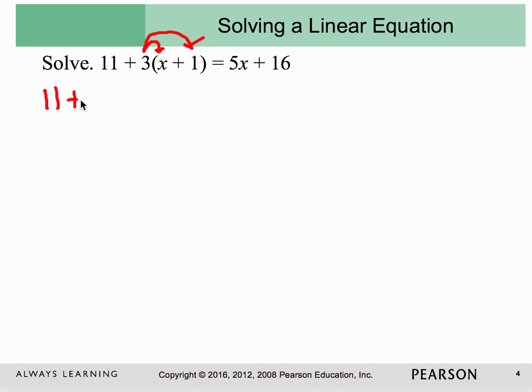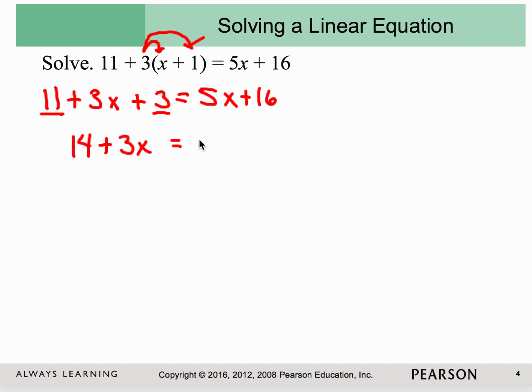The rest of the problem is going to stay exactly the same. So I have 11 plus 3 times x is 3x, and 3 times 1 is 3. The rest of the problem stays exactly the same. After you get rid of parentheses, simplify each side. In other words, combine any like terms. On this side, I have two constant terms, two just numerals without a variable, so I can add those together. 11 plus 3 is 14, plus the 3x.